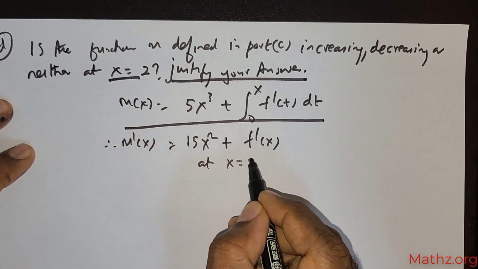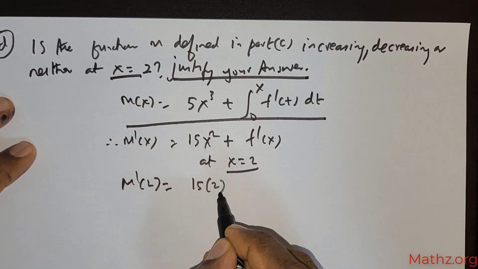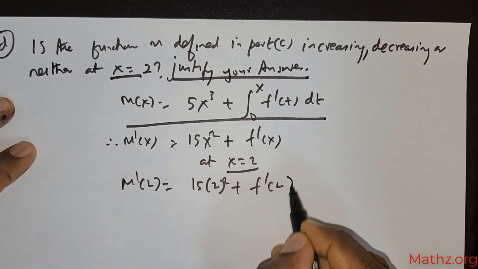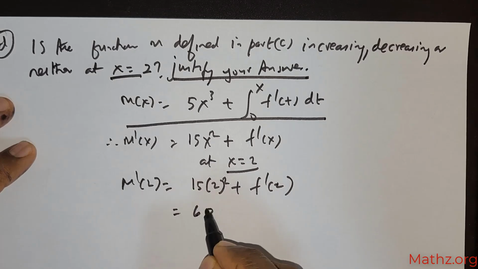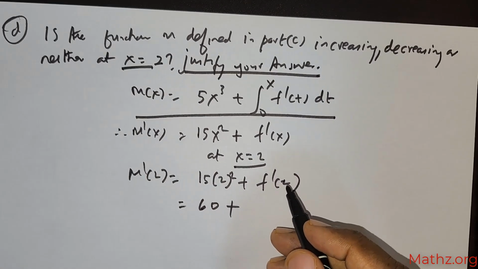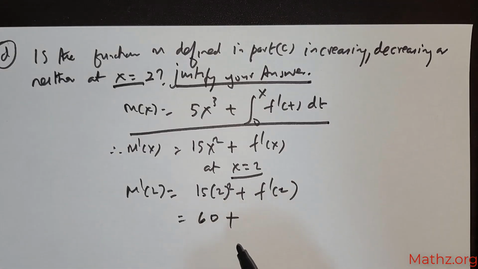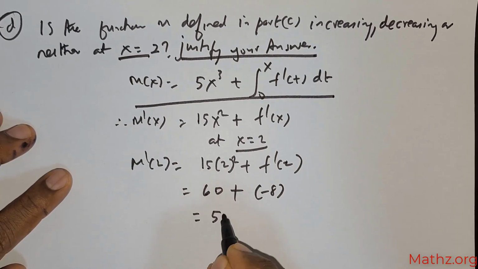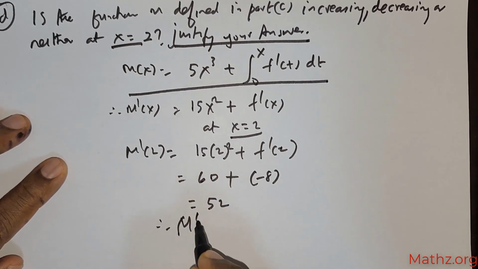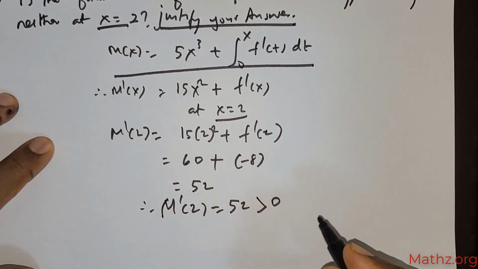Now at x = 2, this is going to give me 15(2 squared) + f'(2). Now 2 squared is 4, 4 times 15 is 60, + f'(2). Go back to the table, f'(2) is -8. So therefore m'(2) is equal to 52, which is greater than 0.